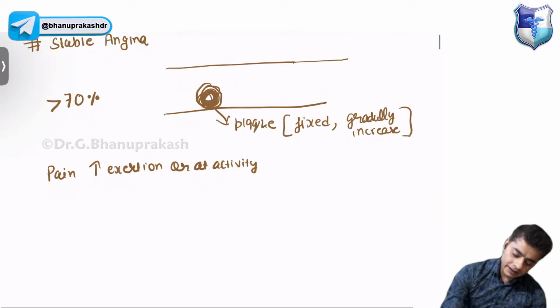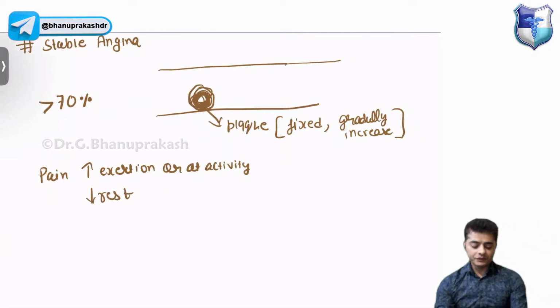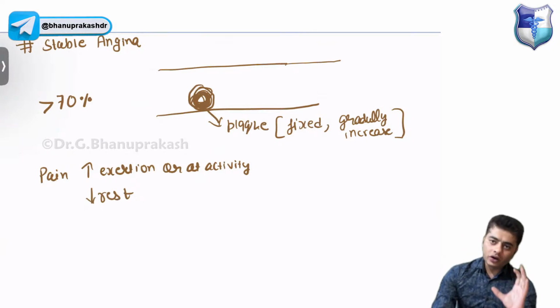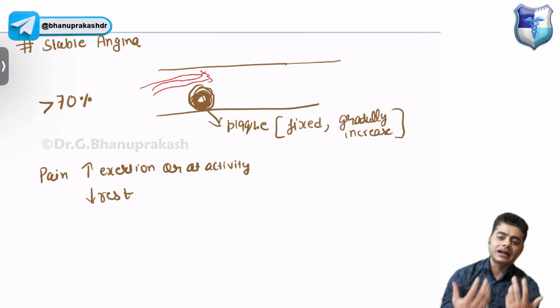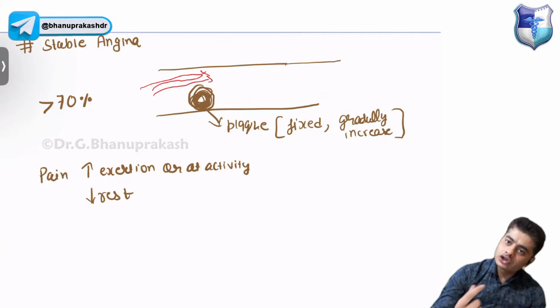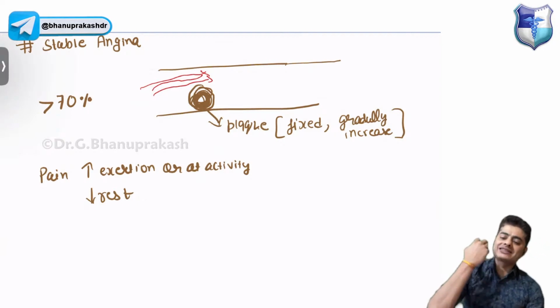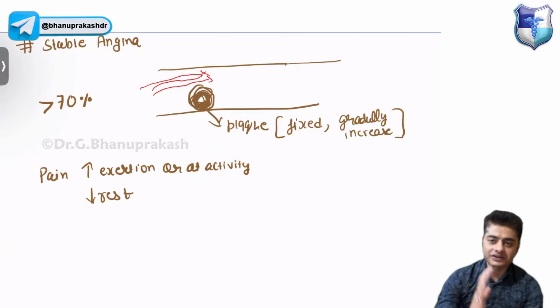Okay. At rest, pain decreases. Now, why is this happening? Because 70% blockage is there, so your blood can go. But when you are doing any kind of exercise, the requirement of blood increases, but space is limited. So that's why when you are doing any kind of exercise, any kind of activity, you will get pain. But this plaque gradually increases and it is fixed.